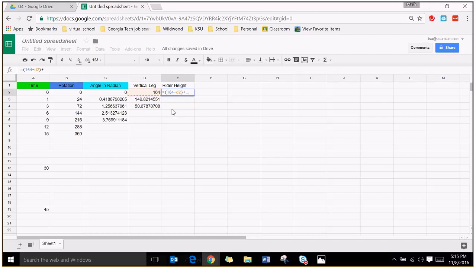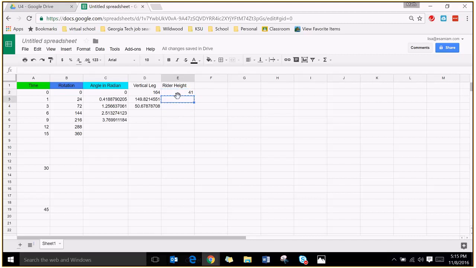41 feet. So that's how high the rider is. When the person gets on the ride at 0 minutes, they haven't rotated any degrees, and their height is 41. Does that make sense? Yeah. And then you just keep copying and pasting.